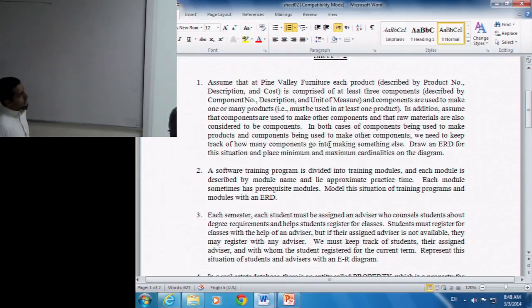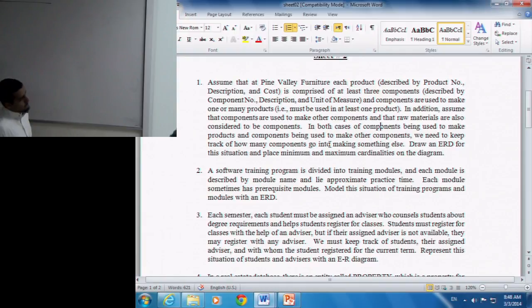Now let's start reading. Assume that at Pine Valley Furniture, this is the name of a company. So this is a noun. It's outside the scope because it is the company itself that owns the database. Each product, another noun, product. Each product, between brackets it says described by, so the product is described by. So these are things describing the product.